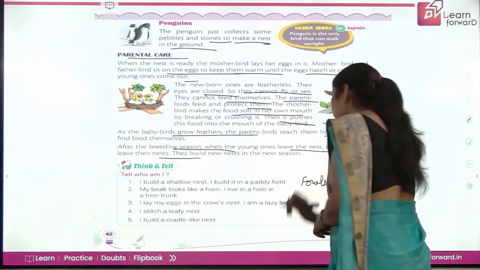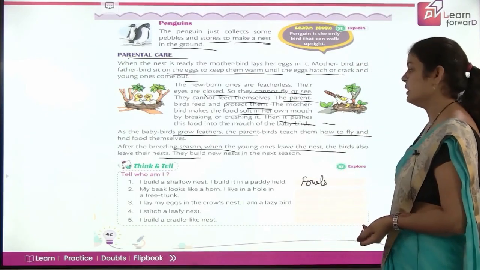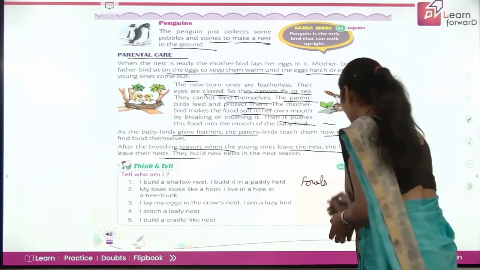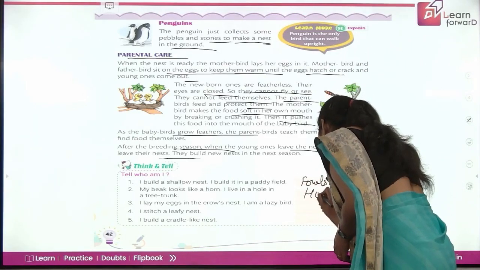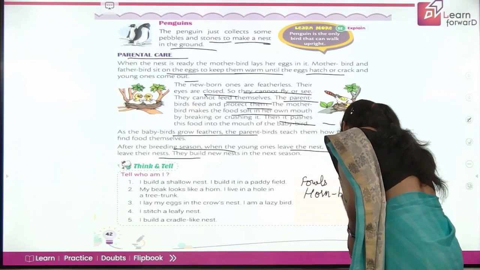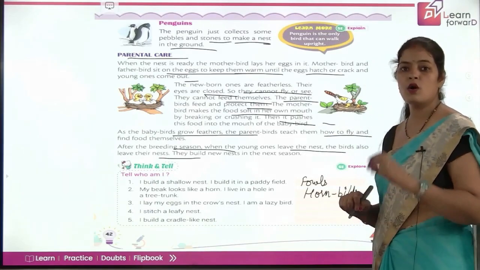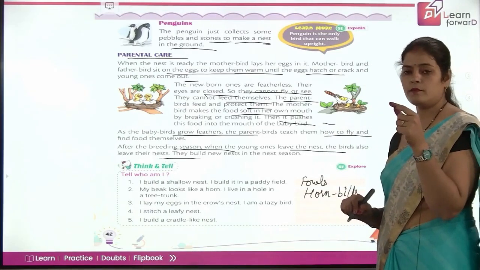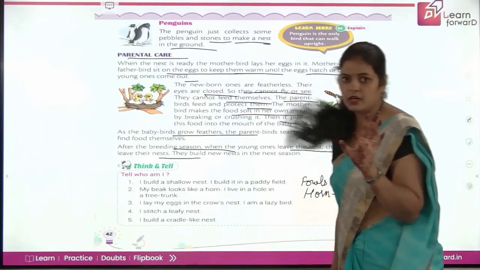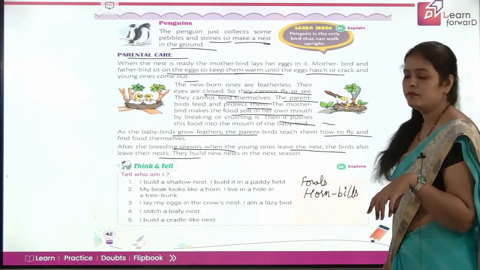Next is, my beak looks like a horn. I live in a hole in a tree trunk. Like a horn. So here I am writing hornbill. Though in the first or second slide it was written that peacocks also have a horn-shaped beak, they do not live in the hole of a tree trunk. That is very clear, because these are perching birds. So here hornbill is the correct answer.